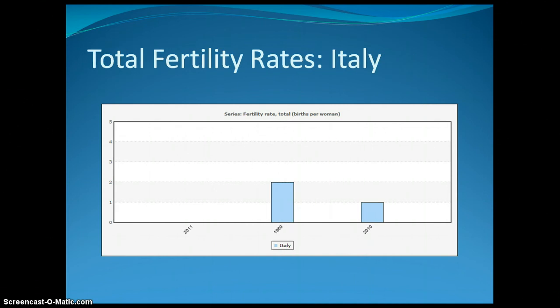In 1960, Italy's total fertility rates were at 2, and most recently in 2010, they are at approximately 1. That hasn't been a significant change over the 50 years.